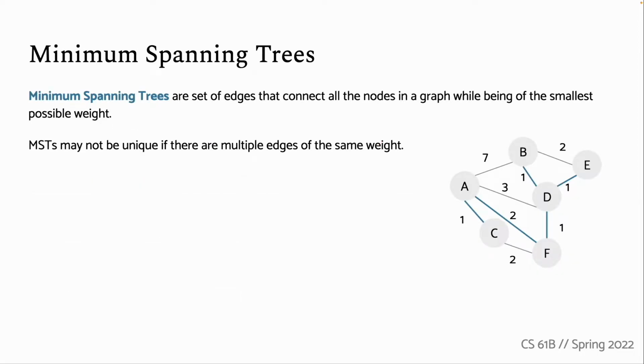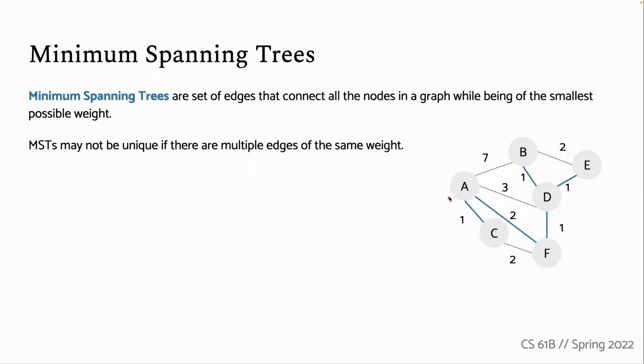Moving on to trees, let's talk about minimum spanning trees. So minimum spanning trees are a set of edges that connect all the nodes in a graph while being of the smallest possible weight. So minimum is referring to the total weight summed up of all of the edges in that tree. Spanning is referring to the fact that that tree has to span all of the nodes. You can't leave any nodes out. And tree is referring to trees. So you can't have any cycles because it is a tree.